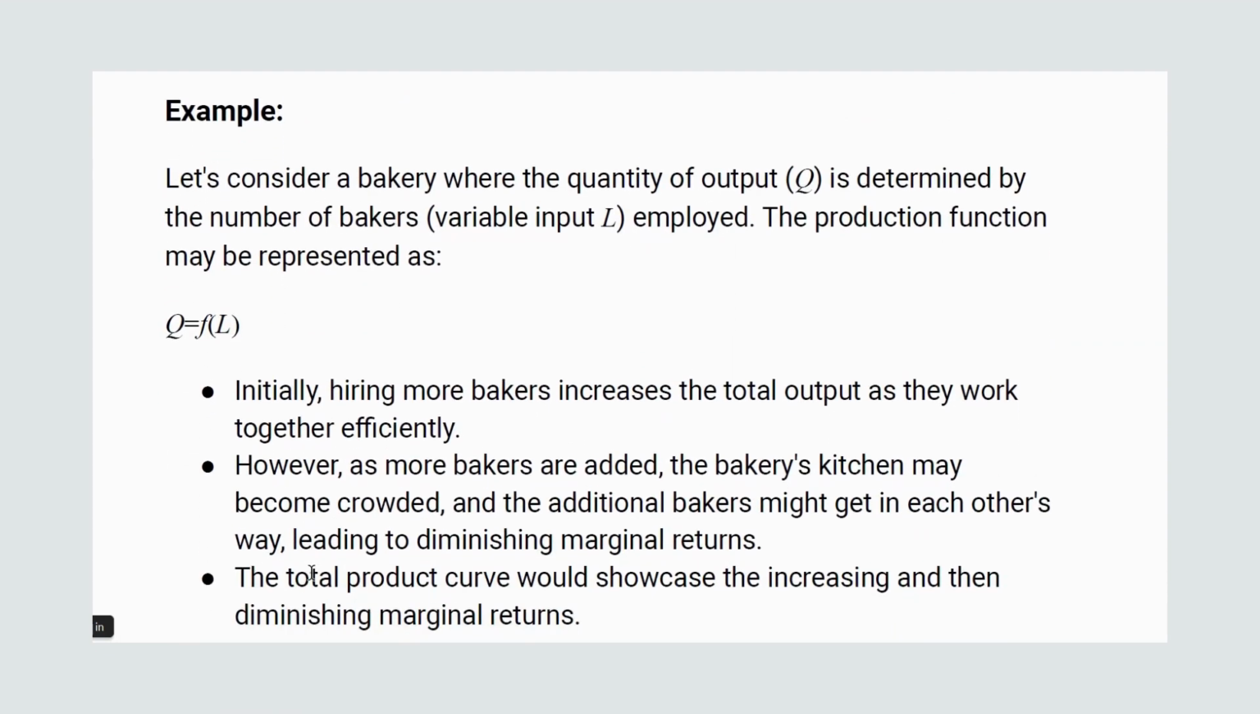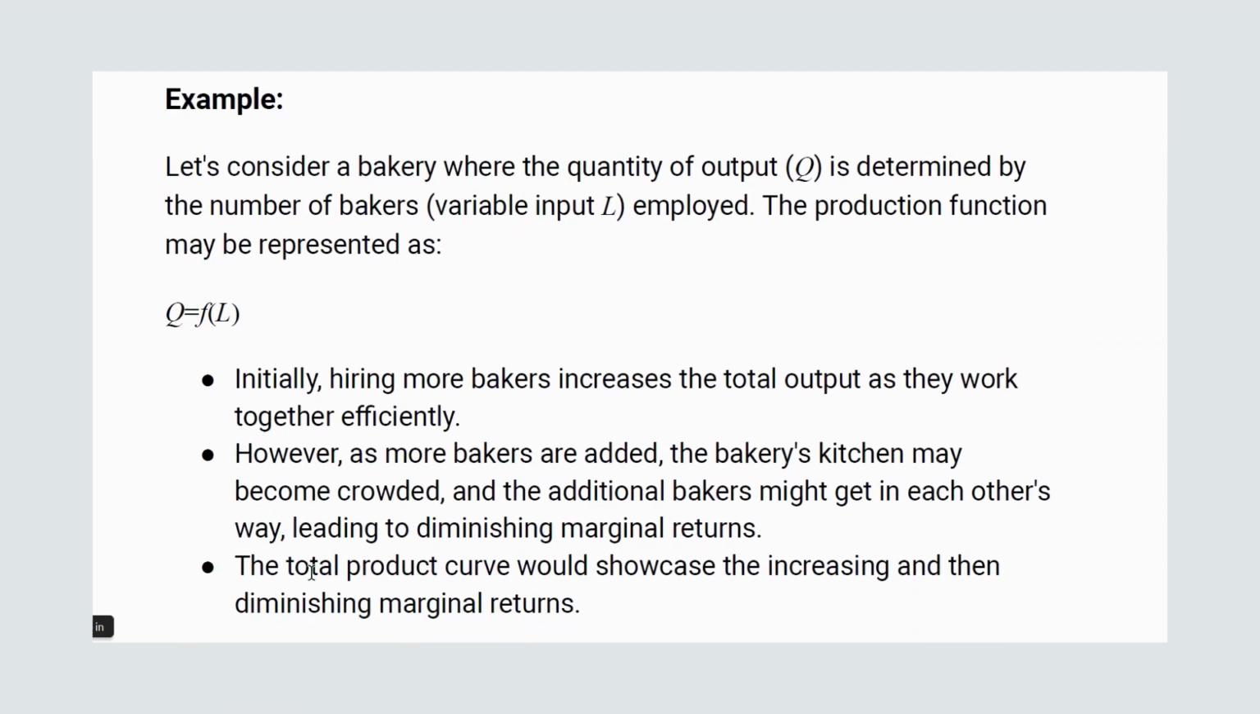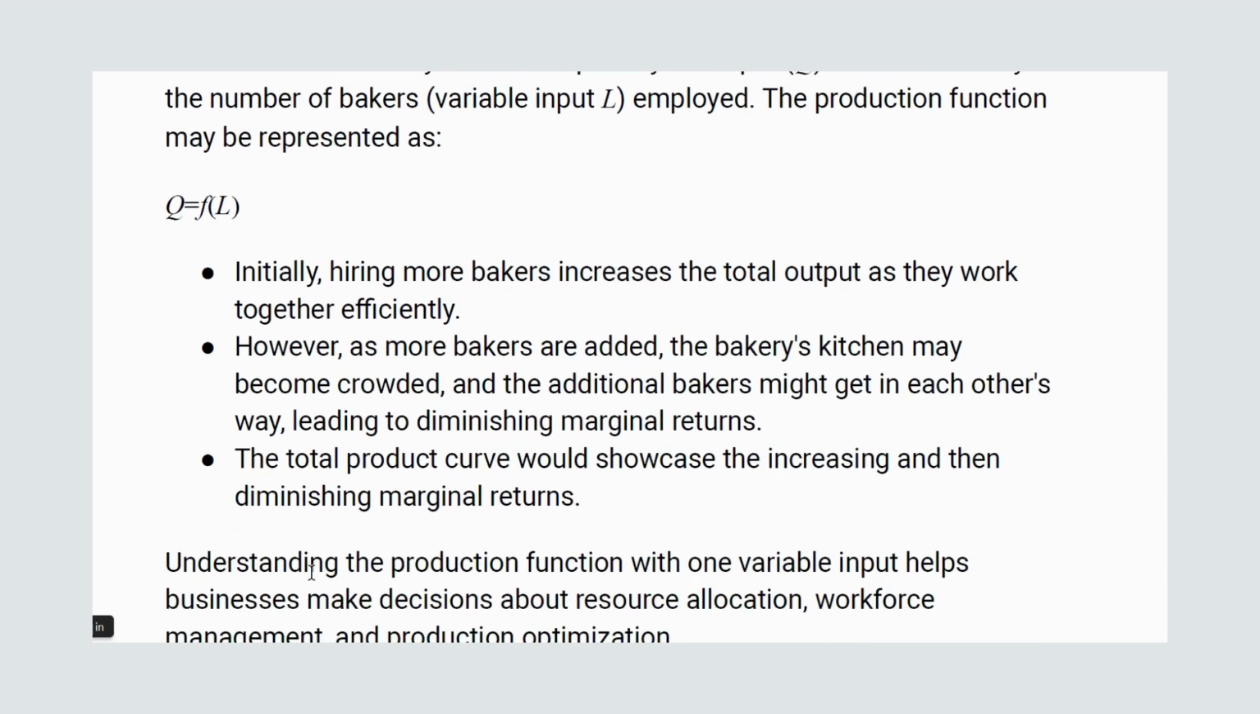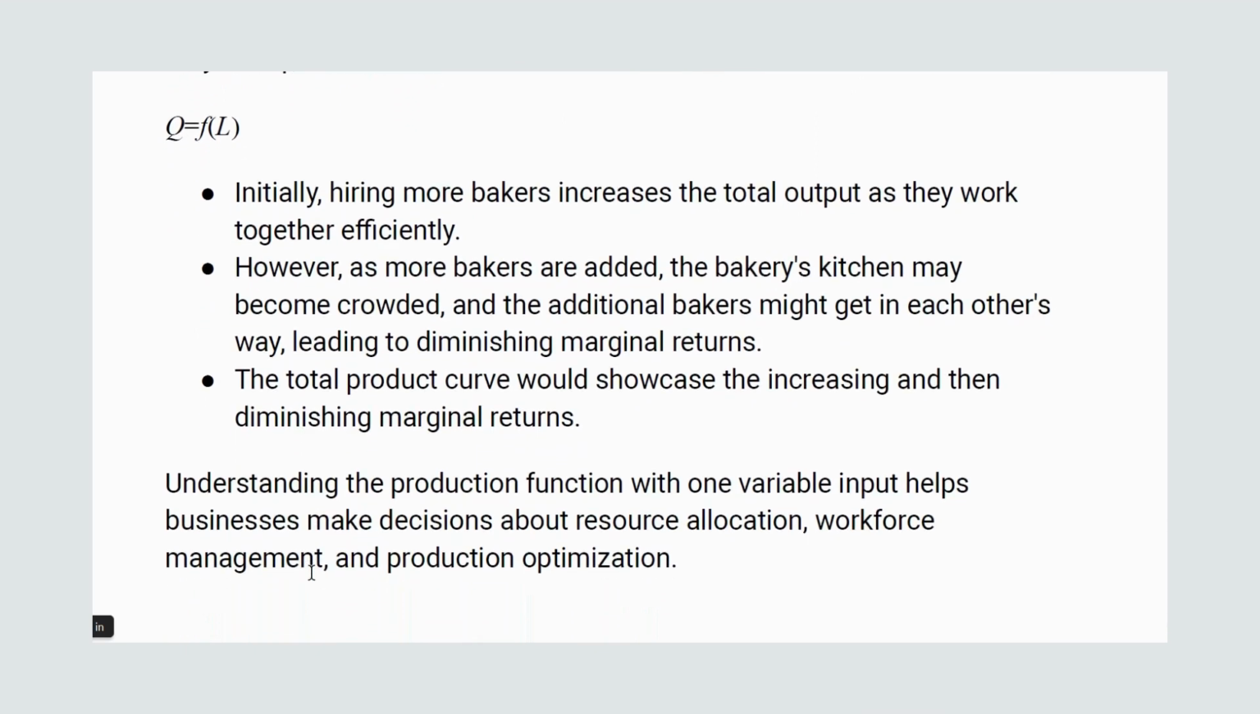For example, take a bakery where the quantity of output is determined by the number of bakers, who are the labor. Here the production function is Q equals F of labor. Initially, when the bakery hires more bakers, what happens? It increases the total output as they work together efficiently, right? But after a certain point, when more bakers are added, the bakery's kitchen may become overcrowded, right? The additional bakers might get in each other's way, and that leads to diminishing marginal returns. So here the total product curve showcases the increasing and then diminishing marginal returns.